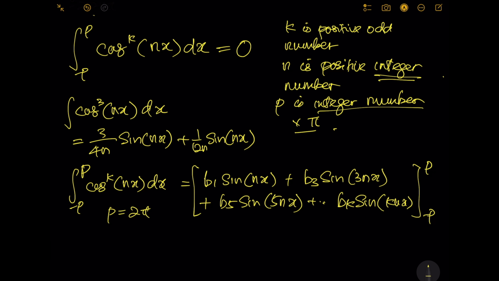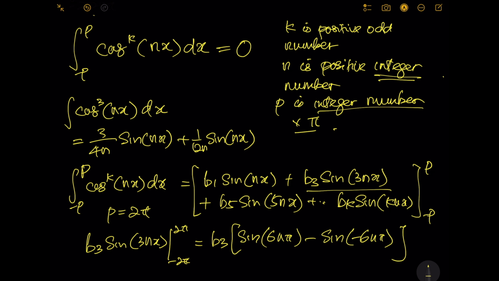Here assume p is the integer 2 multiplied by pi. We choose b3 sine 3nx as an example. Evaluate the value for x equals 2 pi and x equals negative 2 pi. We have sine 6n pi minus sine negative 6n pi. Because n is an integer, both also equal 0. Therefore, the values of b3, b5, b1 and so on don't matter. The whole integration is equal to 0.